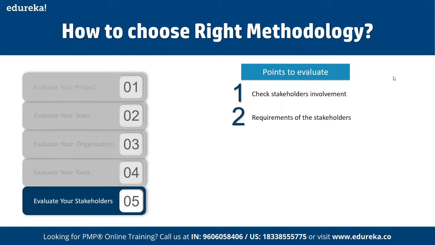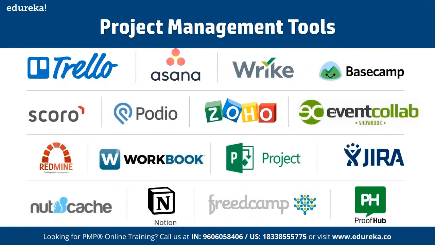Now, in terms of project management tools, there are multiple tools that we have. We have Trello, Worky, Basecamp, Scoro, Podio, Zoho, Event Collab, Workbook, Project, Jira, Nutcache, Proofhub, Notion. So there are multiple tools out there, and there are some selective tools that we use. For example, we have Worky. It is basically a powerful online project management software which provides full visibility.